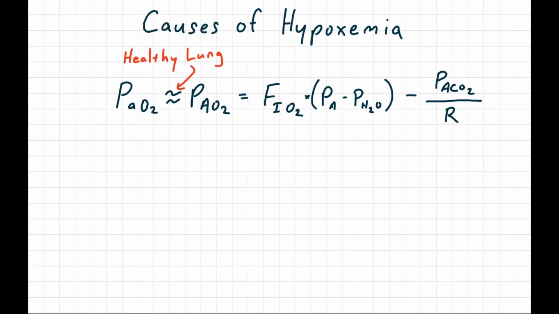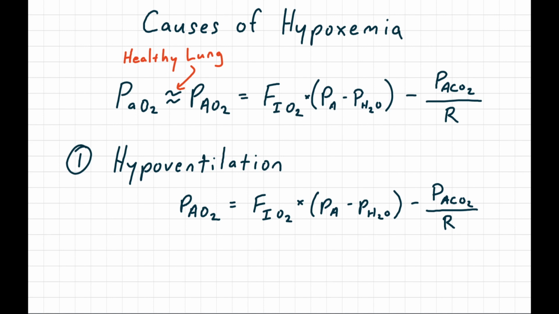So before we wrap up, let's look at the 2 causes of hypoxemia that come directly from the alveolar gas equation. In other words, we're looking at a nice healthy lung and pulmonary circulation, so the partial pressure of arterial oxygen is about the same as the partial pressure of alveolar oxygen. If that's the case, what can cause hypoxemia? The first cause is hypoventilation. If your alveolar carbon dioxide climbs, your alveolar oxygen is going to decline.